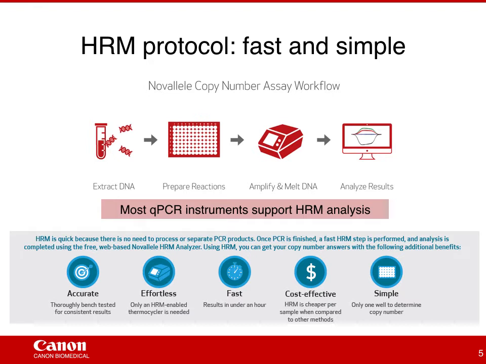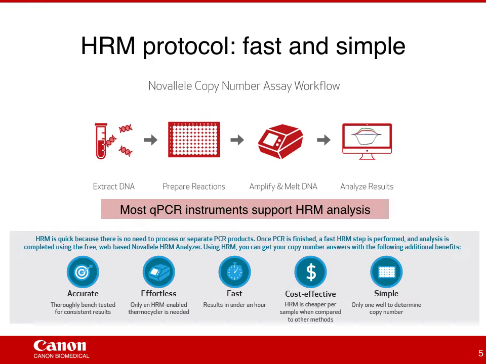The reaction mixes are run through a standard PCR cycling protocol, and at the end of cycling, the products are melted and the data are collected. As the temperature increases, the change in fluorescence is captured as the PCR product melts. I will go into more detail of this later. Results can be analyzed using the Novallele HRM Analyzer software, which I will also touch on later. There are a number of different HRM-enabled thermocyclers available from such companies as ABI, Biorad, Roche, Qiagen, to name a few, and you likely already have one in your lab.